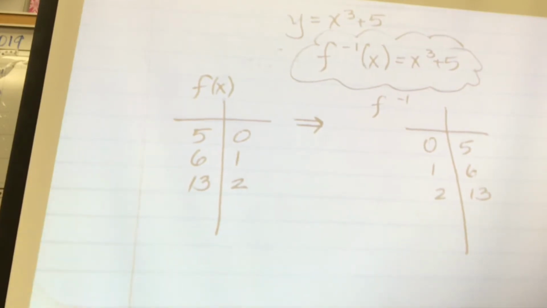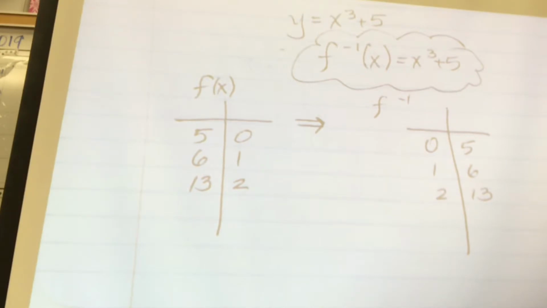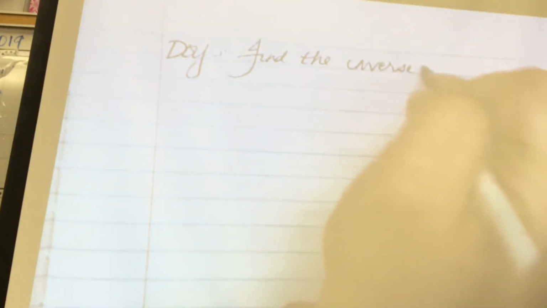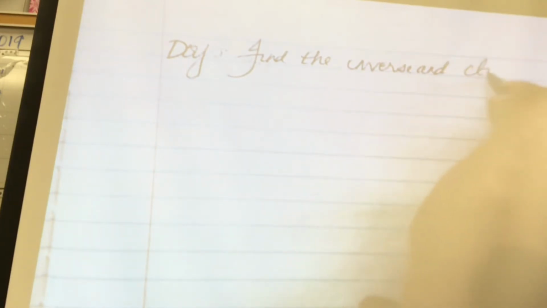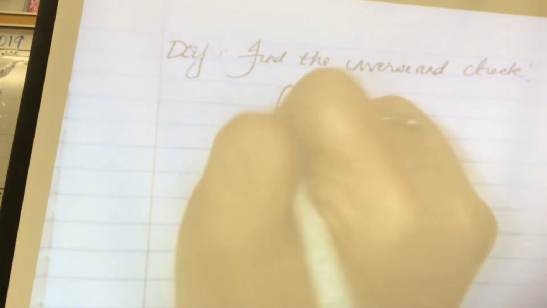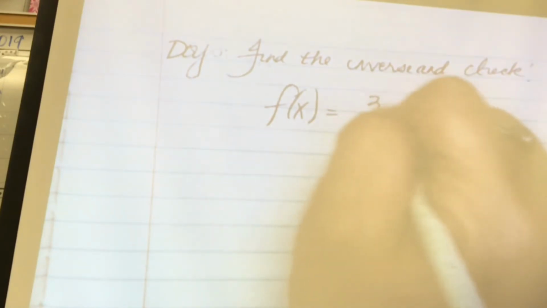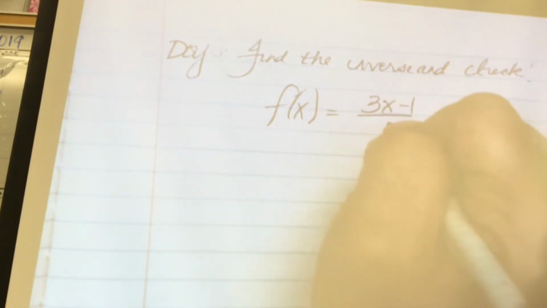There's no, oh, I hope I'm right. What do you guys think? Pretty doable? All right, here's your do-now. Your do-now is to find the inverse and check. f of x is equal to 3x minus 1 over 2.